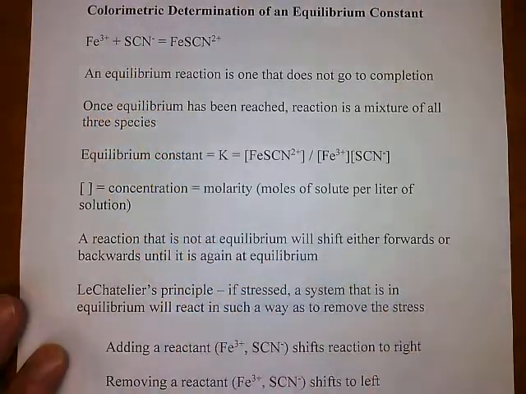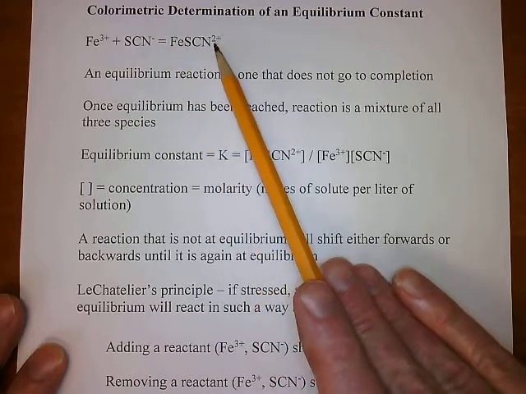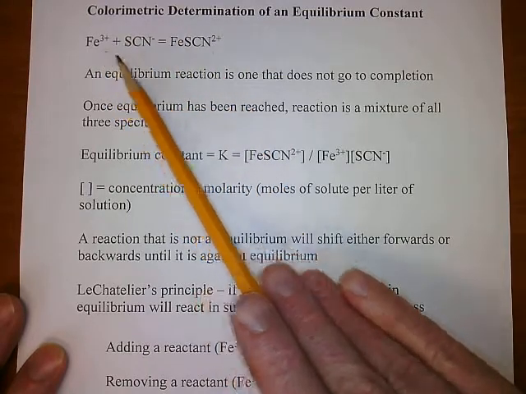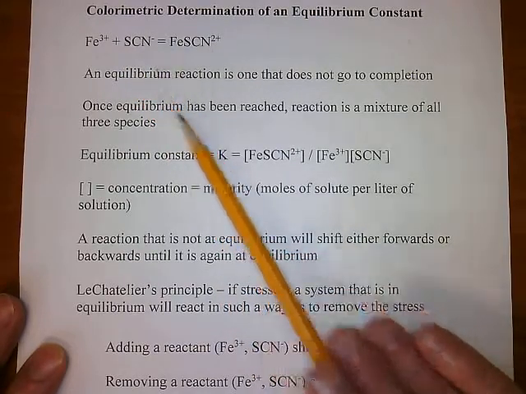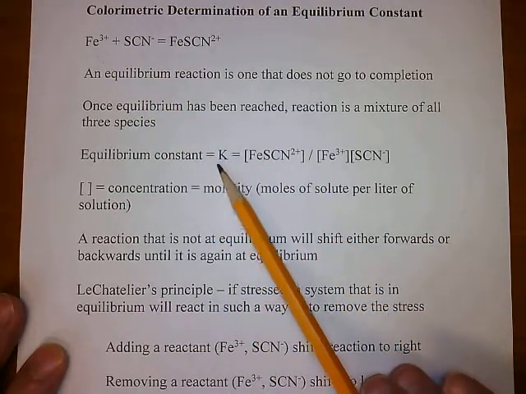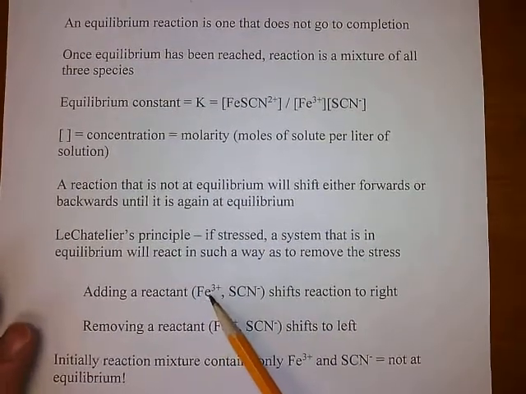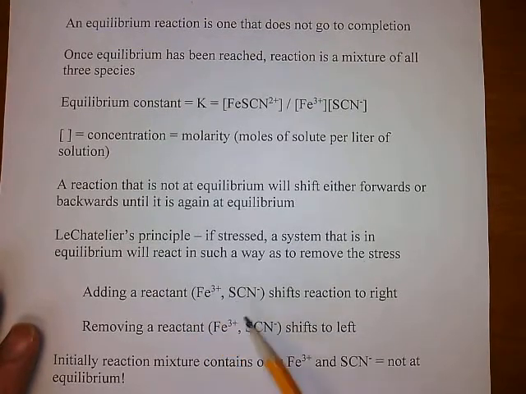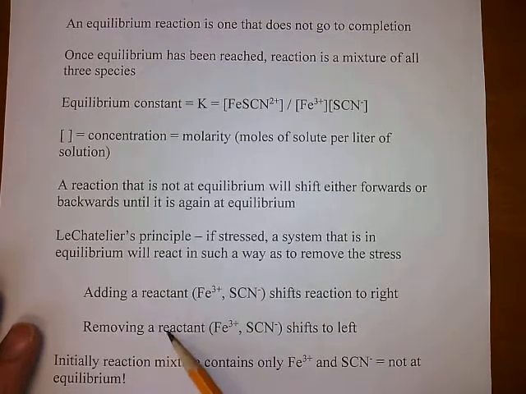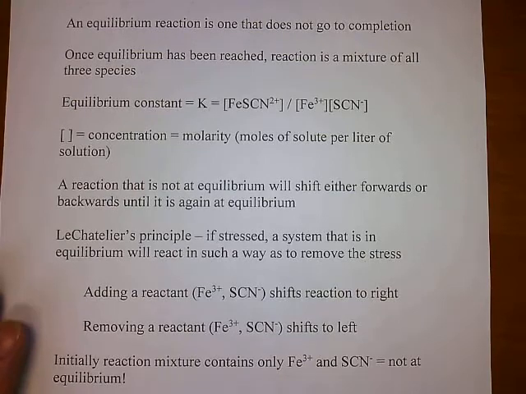These are too big. So how does it fix this? By shifting to the right, because shifting to the right makes these go down. So this goes up and these go down until this ratio becomes again equal to the equilibrium constant. So adding a reactant like iron 3 or thiocyanate will shift the reaction to the right, whereas removing a reactant would shift it the other way, to the left.